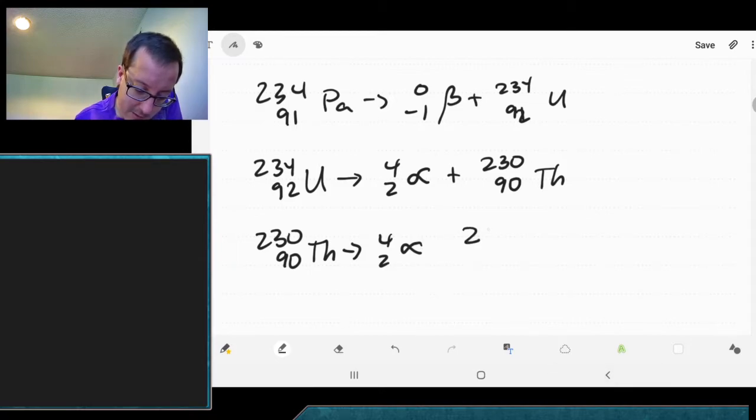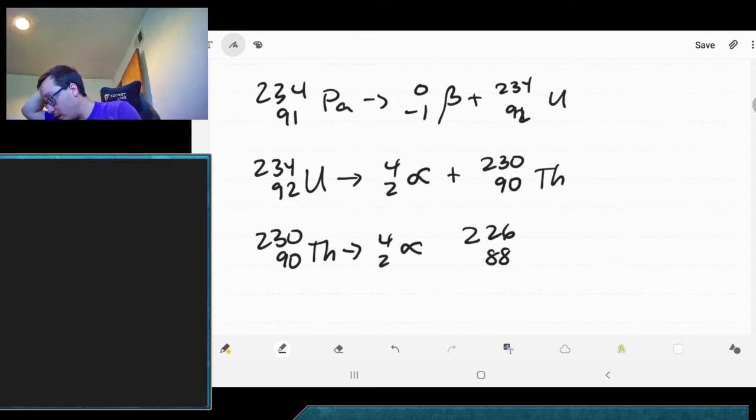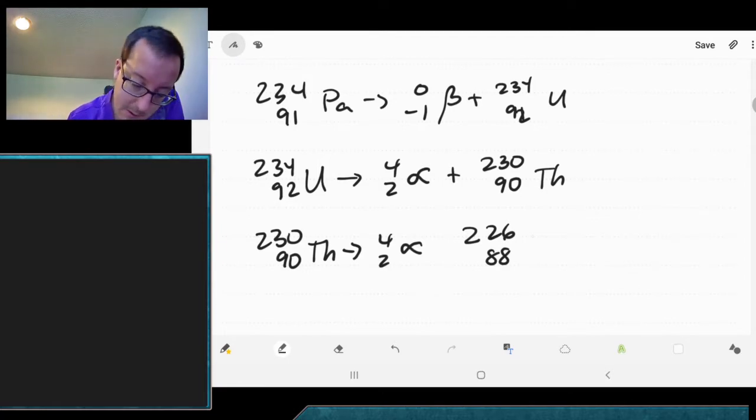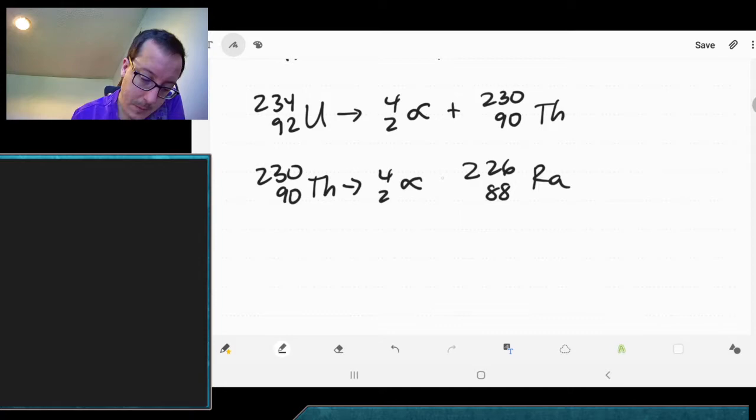We get radium-226/88, which is radium. Radium, of course, killed Marie Curie after she discovered it.